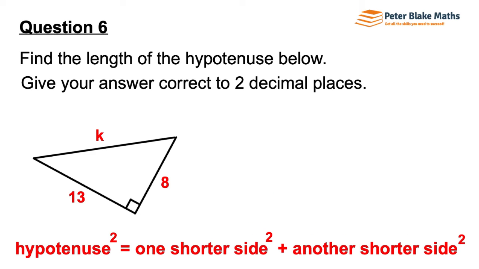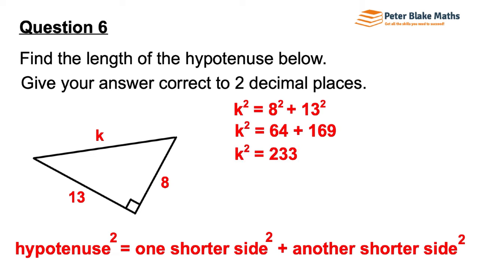There's your hypotenuse situation. Your hypotenuse is K in this situation, so K squared is going to equal 8 squared plus 13 squared. 8 squared is 64, 13 squared is 169. Let's add those two together on the right hand side and make things a little simpler for us. K squared's 233. We'll square root both sides to get K on its own. And on the right hand side, square root of 233.